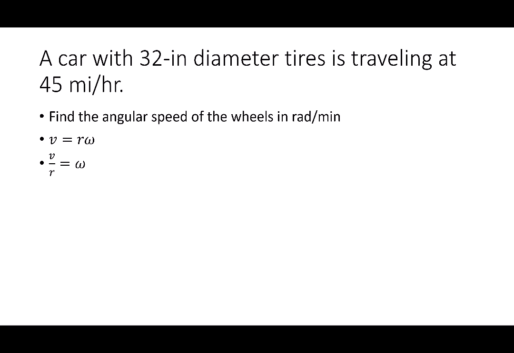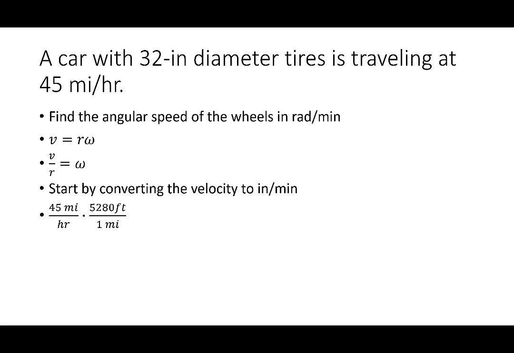Before we calculate omega, we should first deal with the units for the velocity. We're given miles per hour, and we want our final answer to be radians per minute. Also notice that our diameter is in inches, so for us to be able to divide by inches, we need our units for velocity to also be in inches. We're going to change miles per hour to inches per minute.